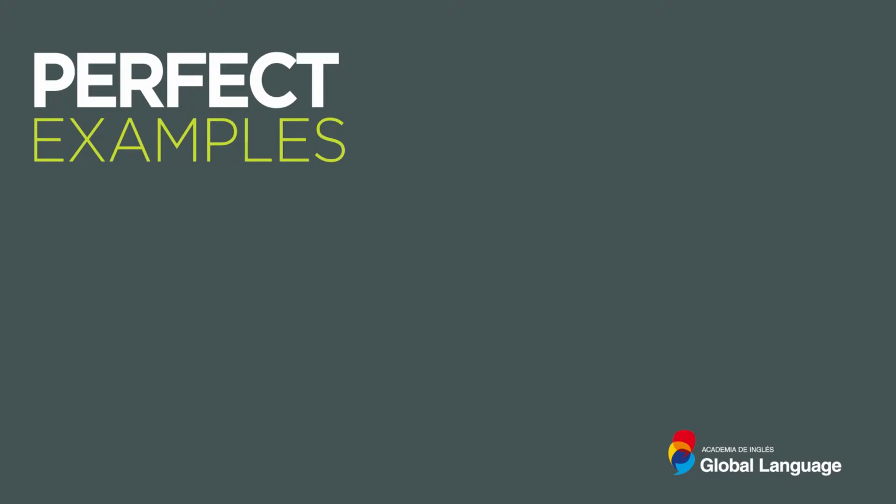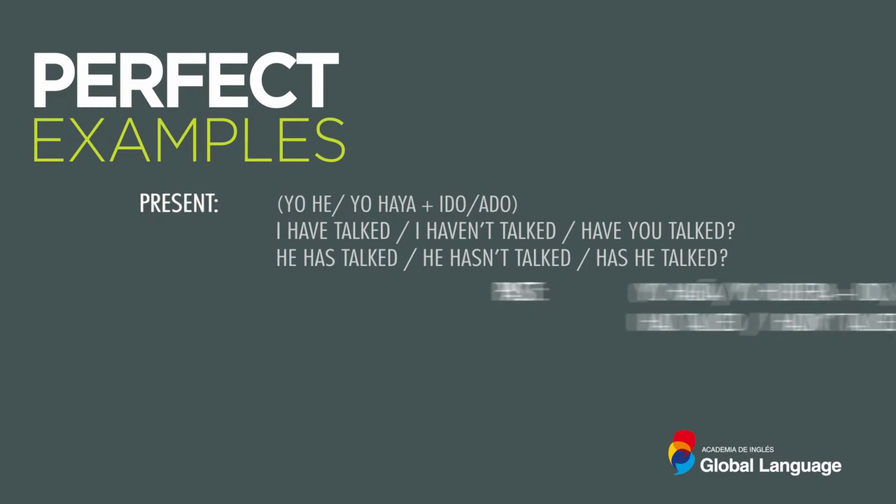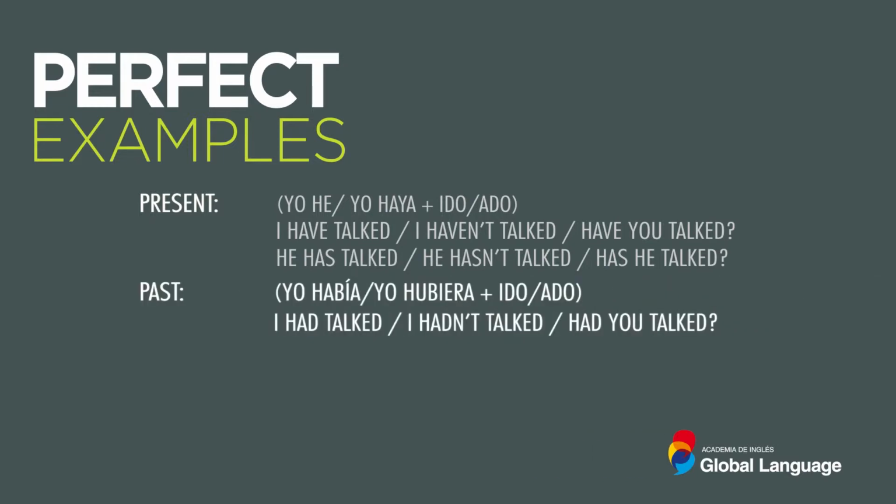Perfect examples. Present. I have talked. I haven't talked. Have you talked? He has talked. He hasn't talked. Has he talked? Past. I had talked. I hadn't talked. Had you talked?